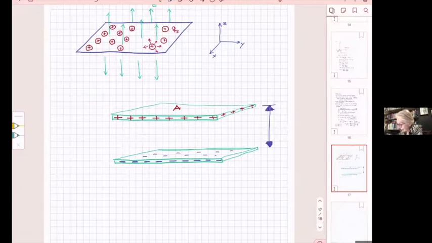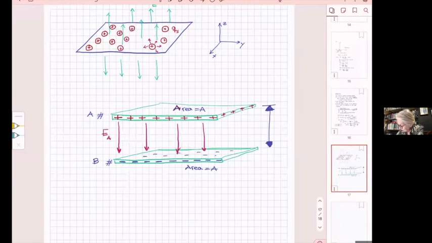So now, since we had one plane, we saw the vertical, now we have two planes. Let's call the upper plane A, and the lower plane B. The areas 1 and 2 are identical, area A. The field that comes due to the charge of plane A is going to look like this, and it's going to be E sub A.